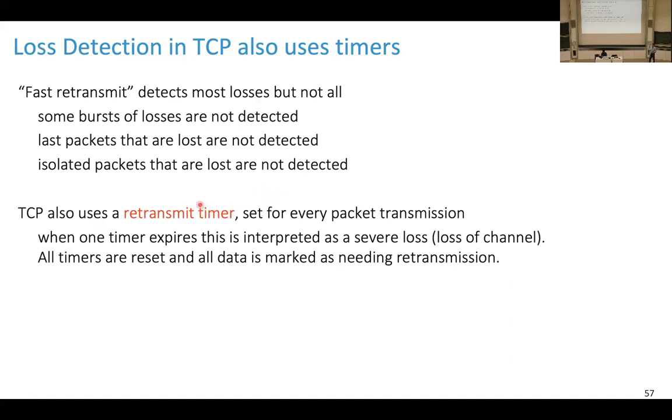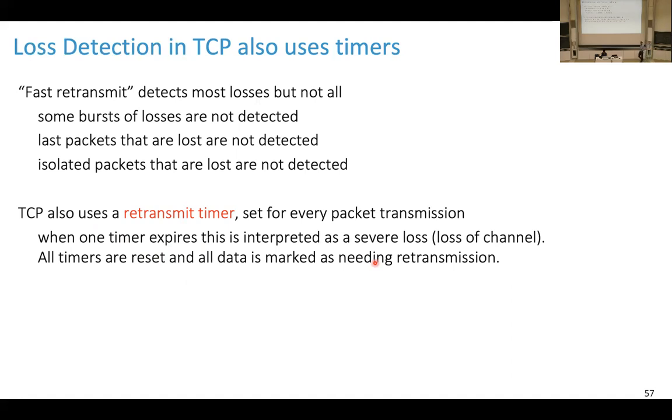And for every packet transmission, you will put a specific timestamp with a retransmit timer. And when one timer expires, it means that there is a big problem inside the network, and you need to start from scratch. You need to redo everything. All timers are reset, and all data is marked as needing retransmission.